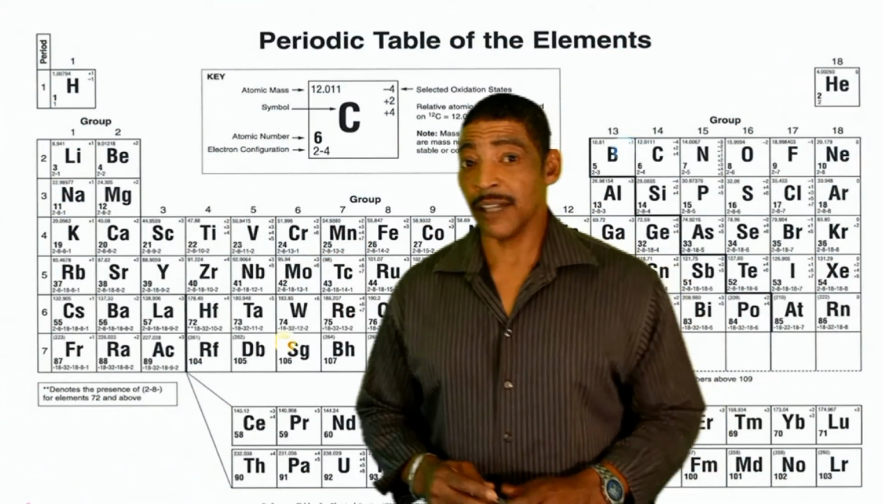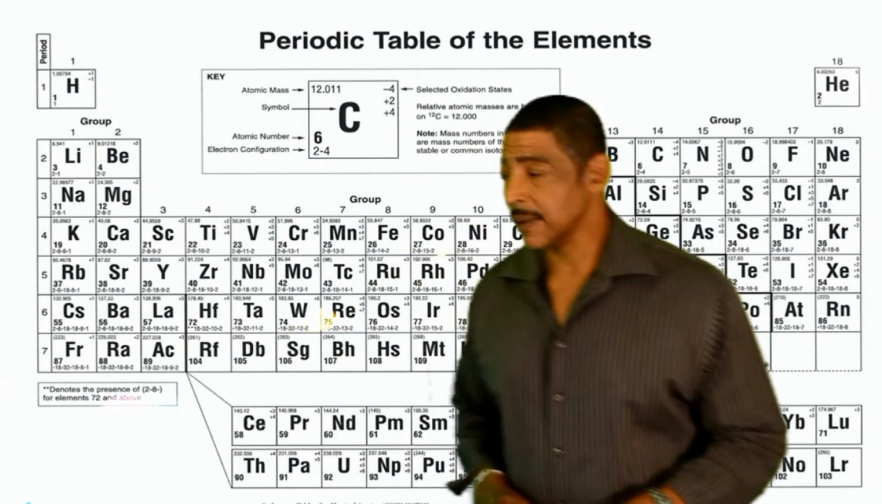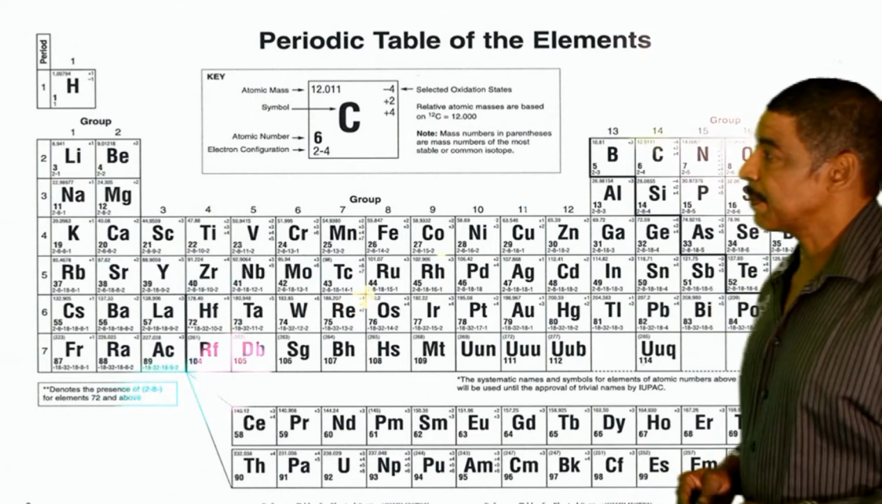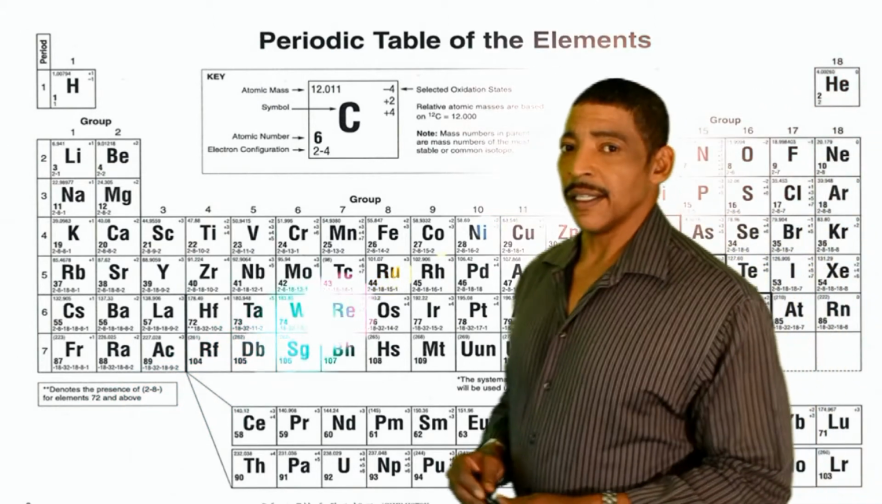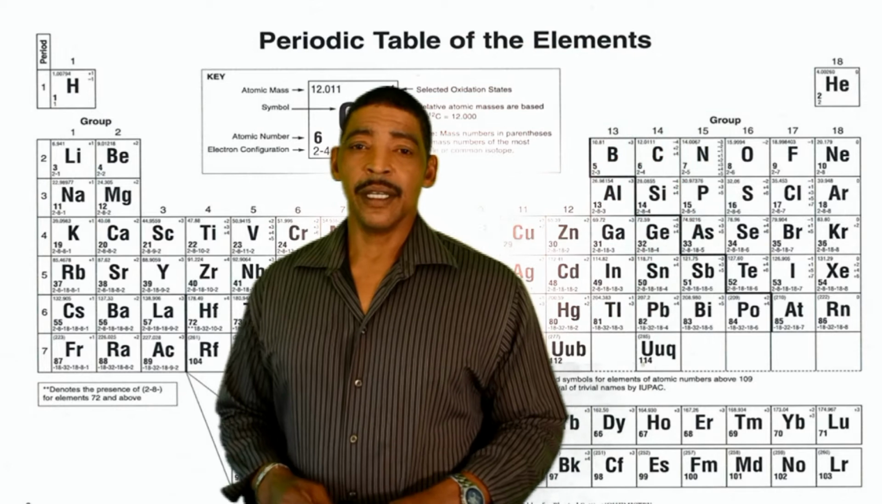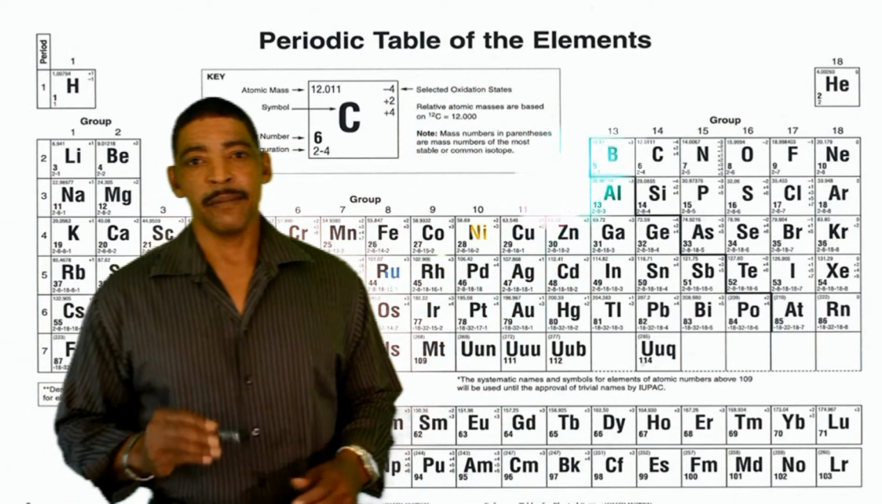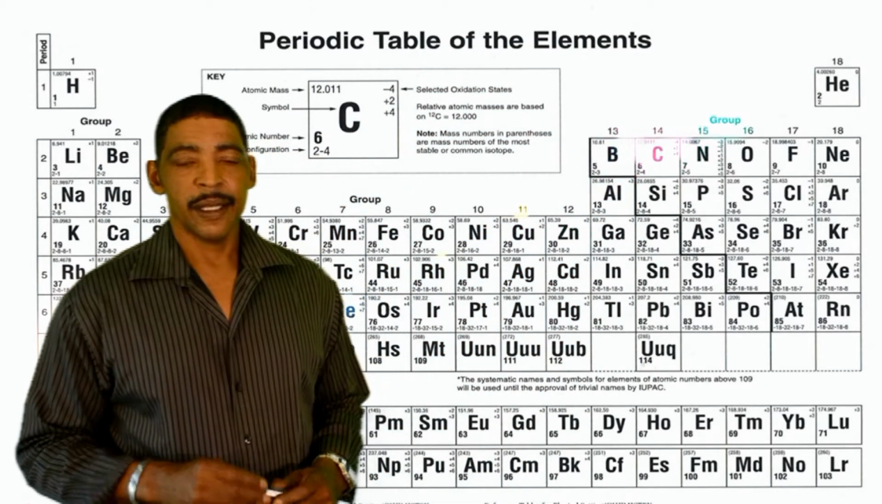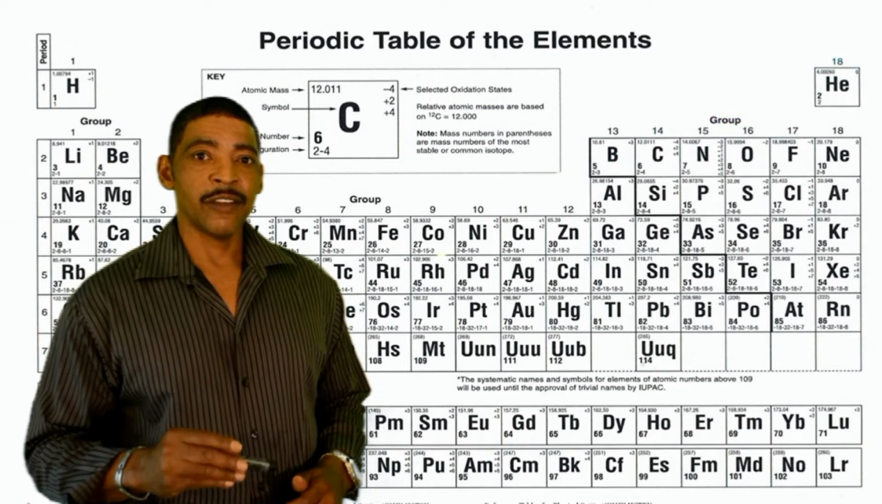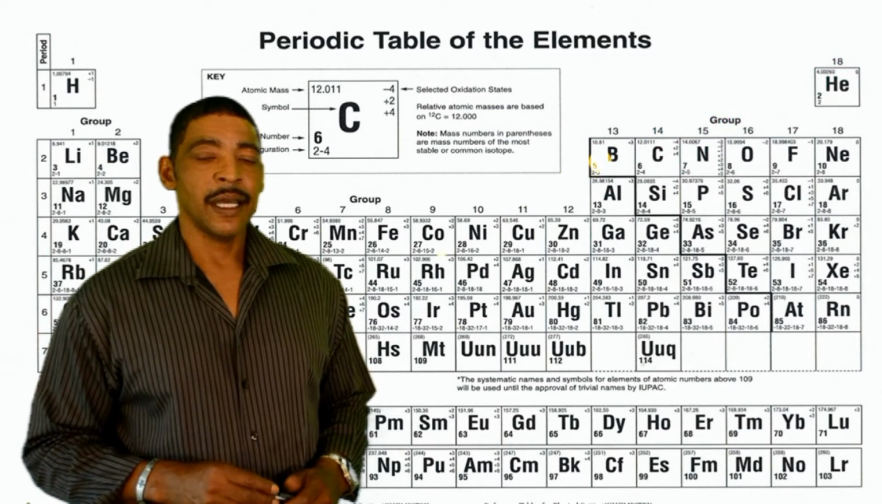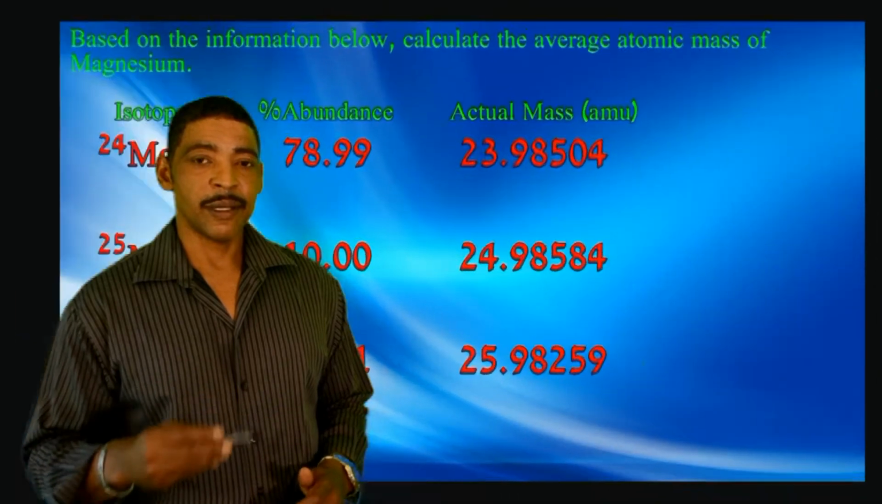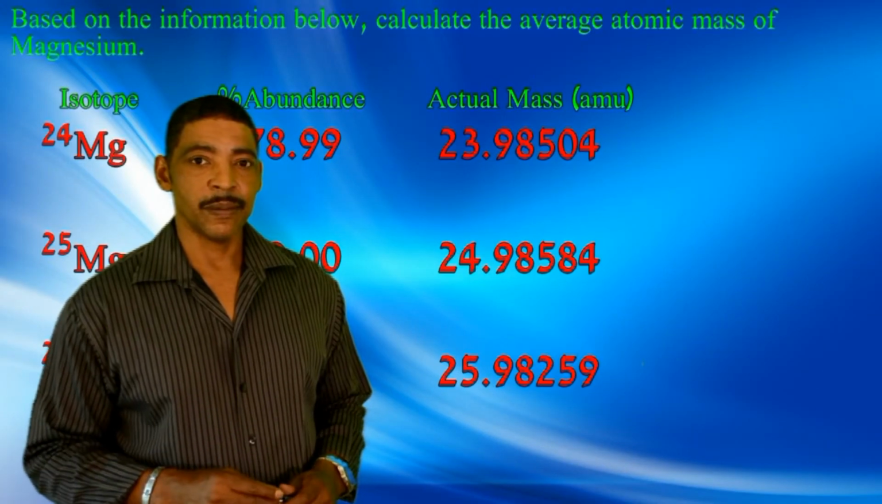The average atomic mass of all known elements may be found on the periodic table. When calculating the average atomic mass of an element, two sets of data must be provided: the actual mass of each isotope of that element, as well as the percent abundance of each isotope.